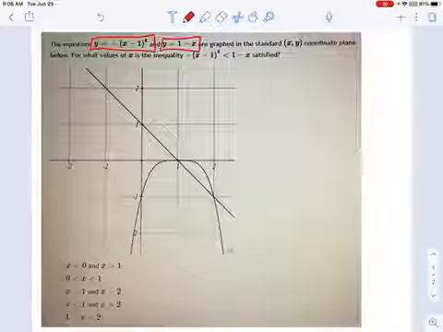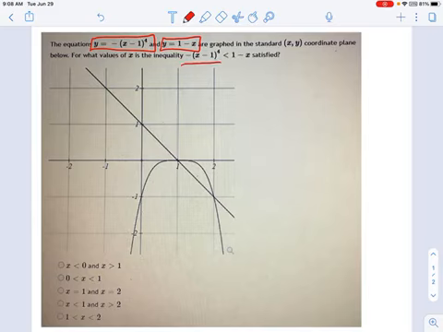And they want to know, where is this inequality satisfied? Where is the first line less than the second line? So it would help if we could identify which line was which, wouldn't it? Well, let's talk about one of them. y equals 1 minus x.